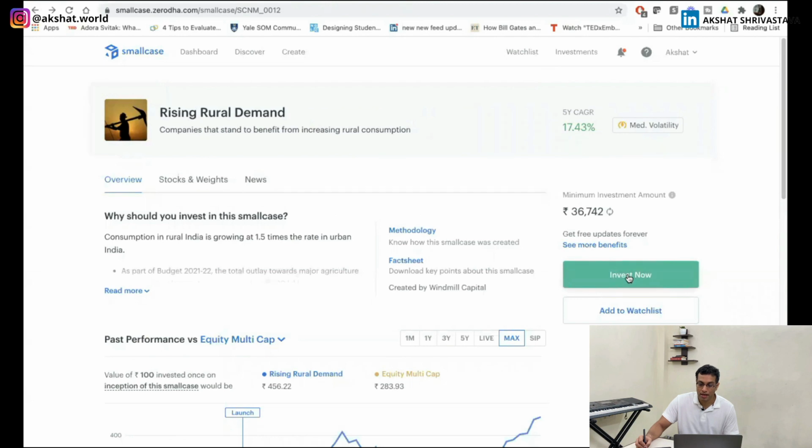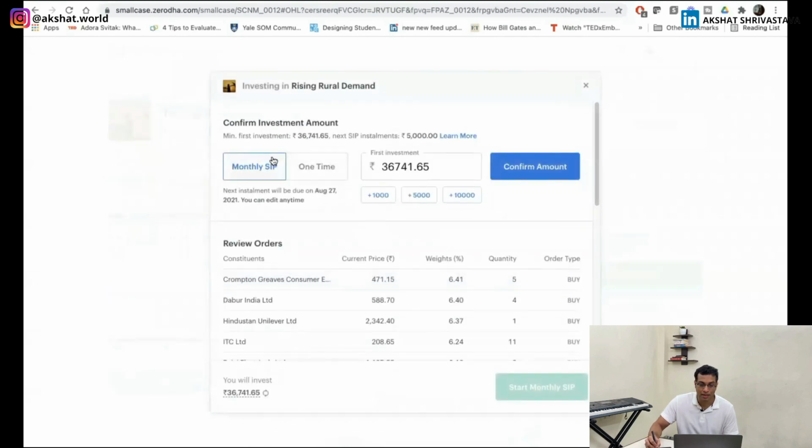All you need to do is go on, invest now, and you can do a monthly SIP, right? You can just literally press this button and you're done. All you are betting on is that, hey, the rural demand going forward will go up. I'm bullish about this particular industry sector. Therefore, I'm making monthly small bets on it.